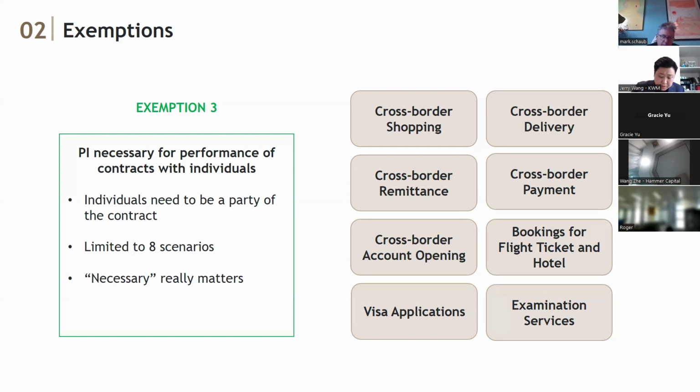Okay. The last hint is that the necessity really matters, because even when the exemptions can be used, companies may still need to be very cautious about the scope of personal information. For example, for cross-border delivery, it will be strictly necessary to have the individual's name and address for the purpose of delivery. But if you are looking at, let's say, shopping preference or marital status, this is not necessary for delivery business, and this cannot be included in the exemption.